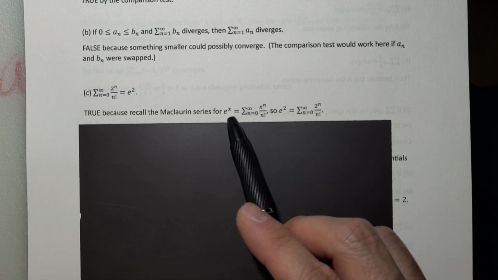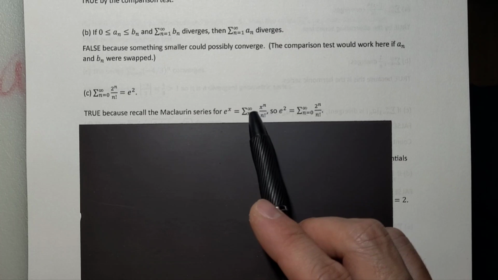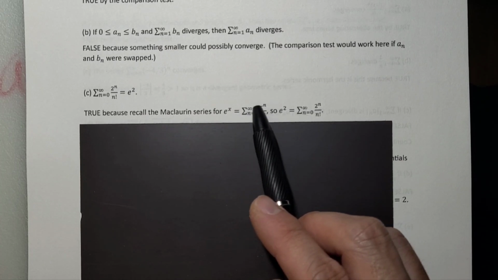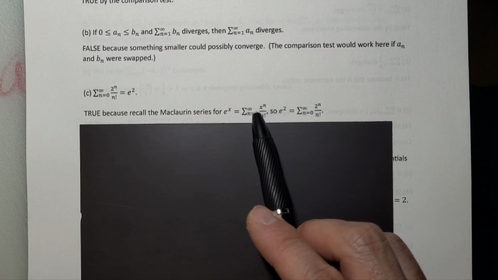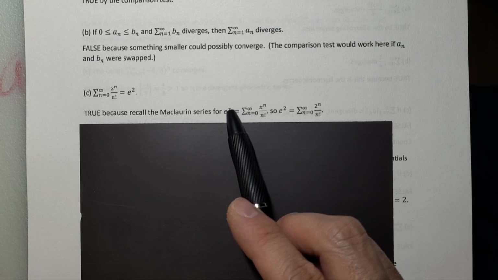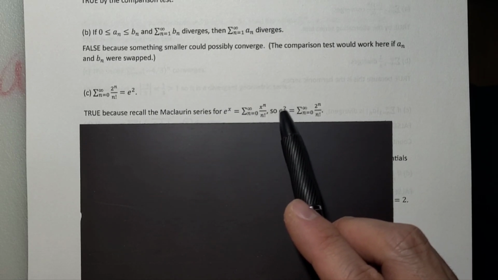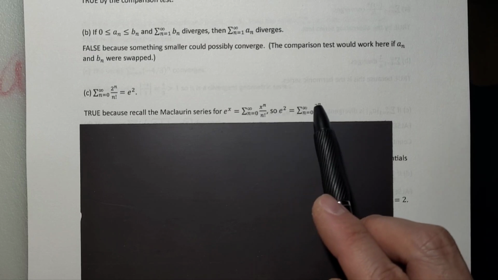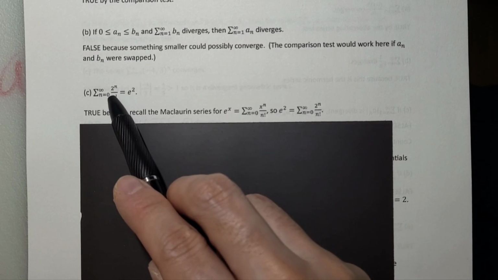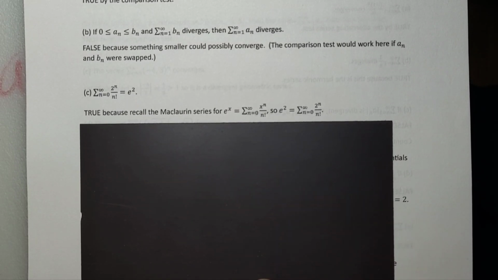Remember, we can represent functions as a power series, so this power series, you can treat it like a function. Wherever there's an x, plug in 2. So e squared is, that's x is equal to 2. 2 to the n over n factorial, that's exactly that. So it is e squared, so true.